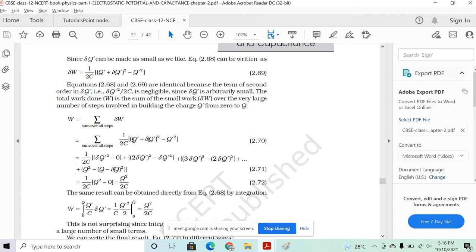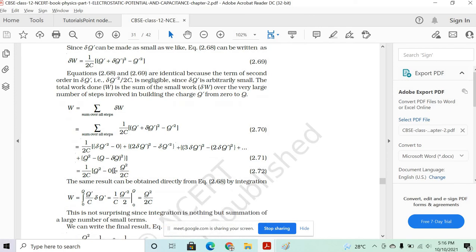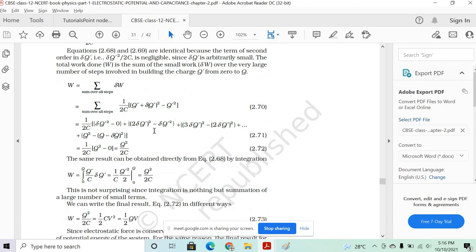Now when it keeps on increasing, then it becomes q plus q. So it will become q plus q whole square minus q square. That is what happens at the later part, because till the end, when this whole part is incremented, q dash will become q, and q dash will become the same thing. So here q square minus q minus delta q whole square.